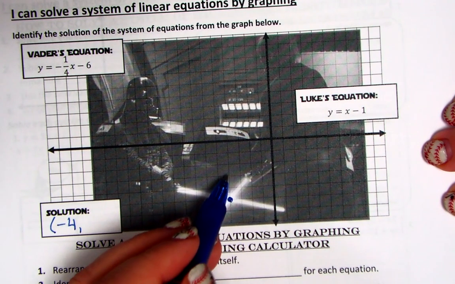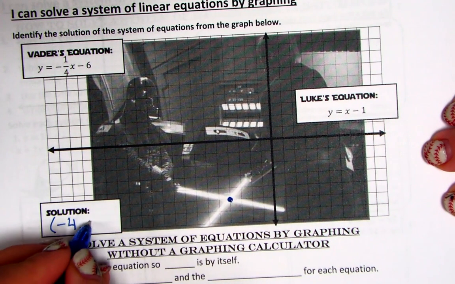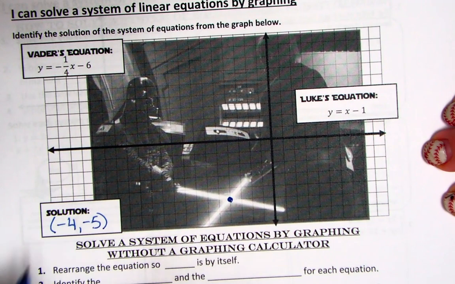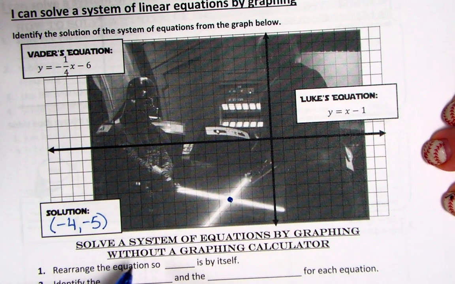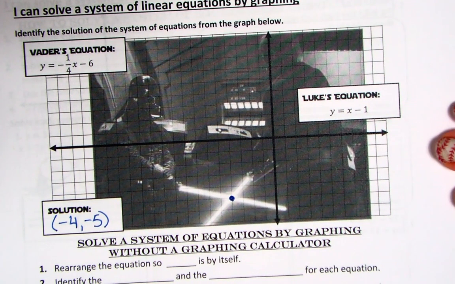And then down 1, 2, 3, 4, 5. So that's how we would write a system solution if there was one solution. Now, of course, it will not be that easy for you guys. It's not already going to be graphed for you. You are going to have to do the graphing.